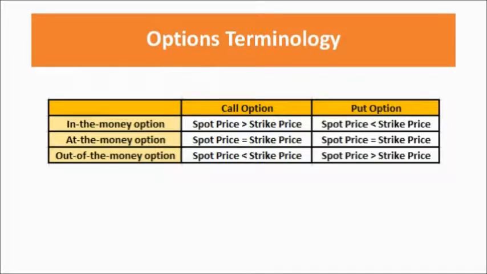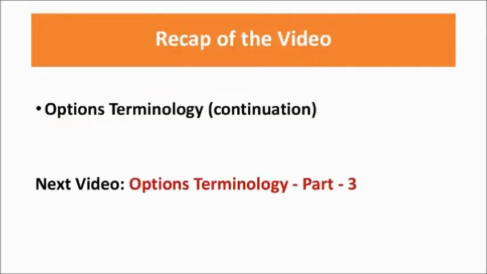So in this table we can see when a call option and put option goes to in the money, at the money and out of the money. So in the money, spot price should be greater than strike price for a call. For put option, it is the opposite. Spot price should be less than the strike price. At the money, for call option, spot price is equal to strike price. That is same for the put option. And then out of the money, spot price should be less than the strike price for call option. And for put option, spot price should be greater than the strike price.